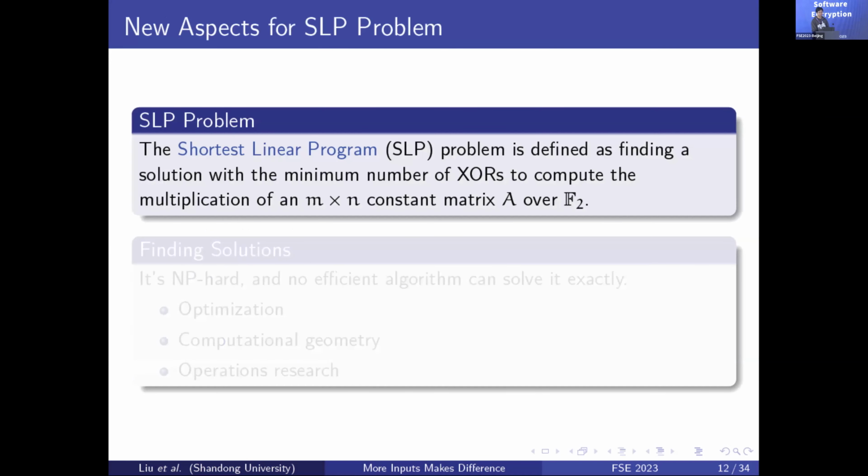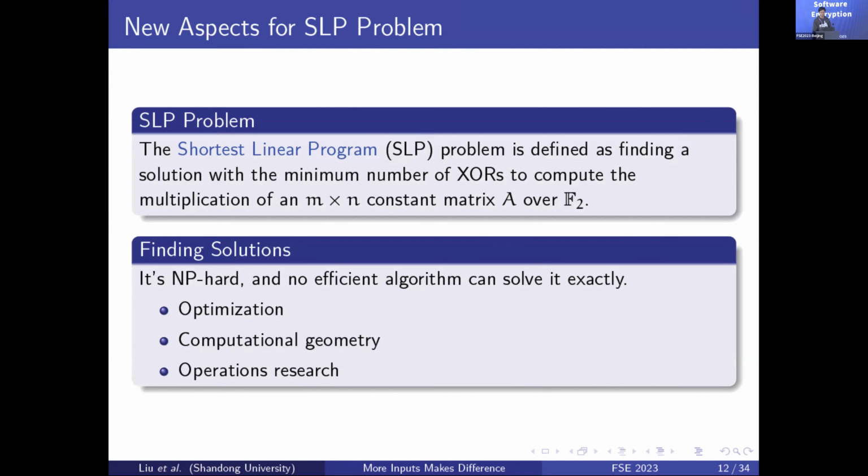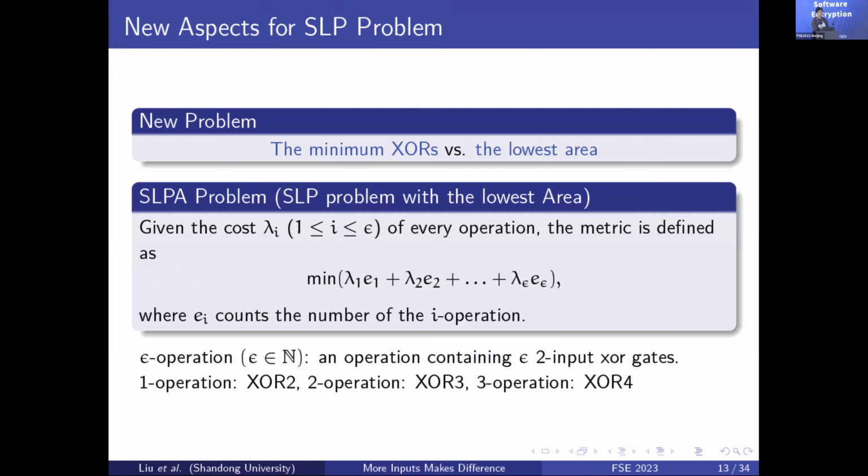The SLP problem is defined as finding a solution with a minimum number of XORs to compute the multiplication of the matrix. And it has many applications such as optimization, computational geometry, and operations research. But it is proven to be NP-hard, so no efficient algorithm can solve it exactly. But there are many heuristics to find suboptimal solutions. But we have a new question. The SLP problem focuses on the minimum XORs, but we focus on the lowest area. It's different.